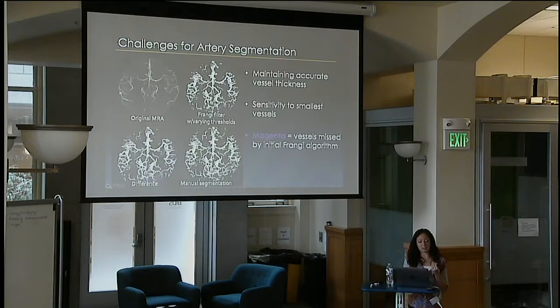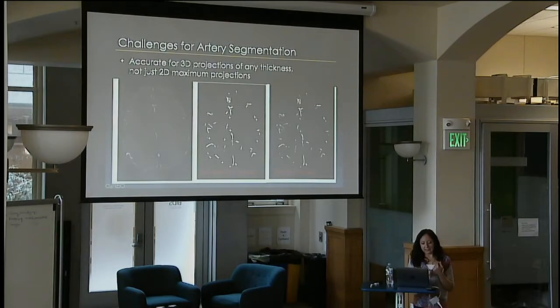The common Frangi filter, even with modified thresholds, still can often lead to missing areas compared to manual segmentation. And it's not flexible to different thicknesses and projections. We don't always want just a 2D maximum intensity projection through all the slices. Sometimes we want to have control over that depending on what we're looking at.